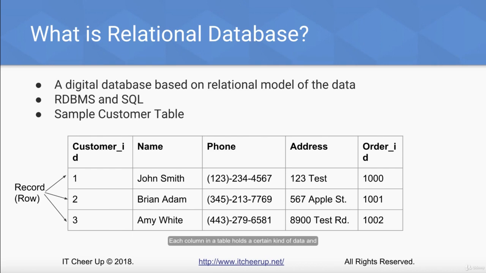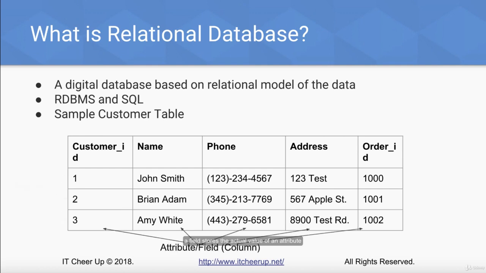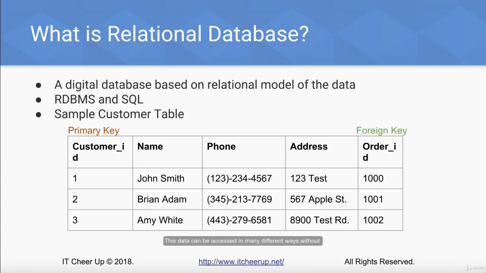Each column in the table holds a certain kind of data, and a field stores the actual value of the attributes. Each row in a table could be marked with a unique identifier called a primary key. And rows among multiple tables can be made related using foreign keys. This data can be accessed in many different ways without reorganizing the database tables themselves.